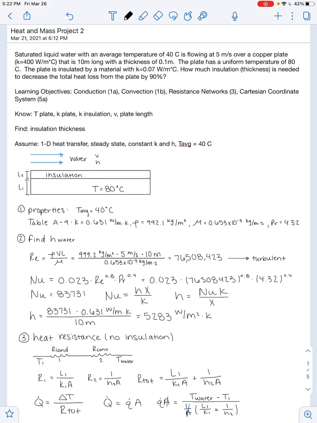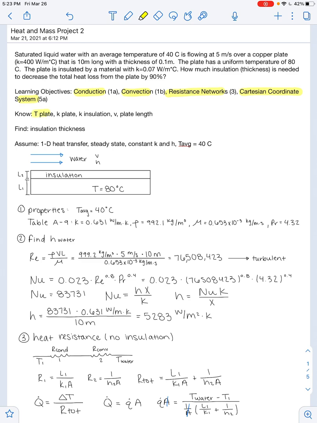For problem 1, we're asked to find the thickness of insulation on top of a copper plate that has water flowing on it, such that the insulation reduces the total heat loss from the plate by 90%. The learning objectives are conduction, convection, resistance networks, and then Cartesian coordinate systems.